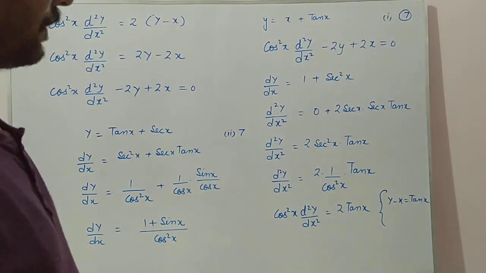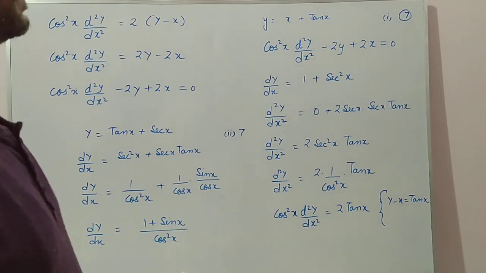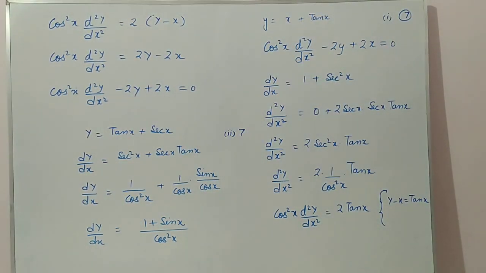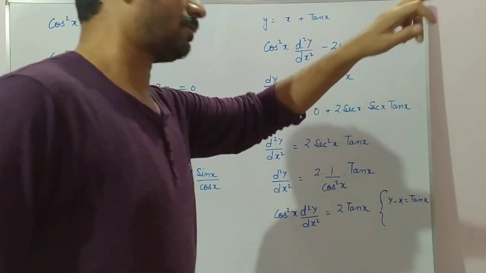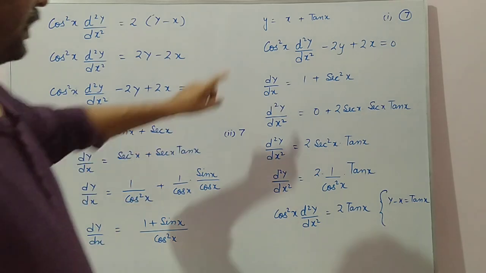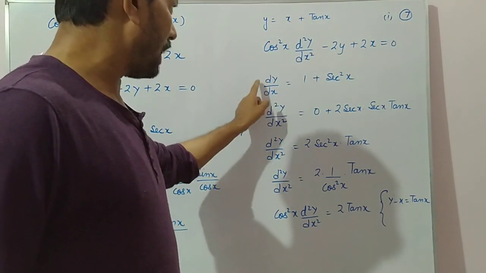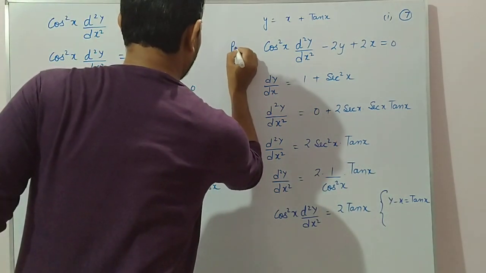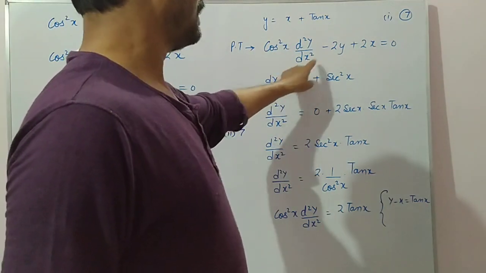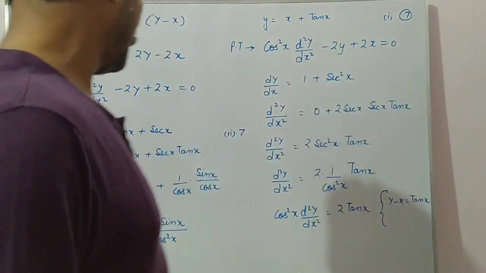Today we will start with question number 7. Now see, in question number 7 it is given that y equal to x plus tan x, and we have to prove that cos square x d2y by dx square minus 2y plus 2x equal to 0. For that, what we are doing here, y equal to x plus tan x, so dy by dx, here this one we have to prove. We have to prove that cos square x d2y by dx square minus 2y plus 2x equal to 0.